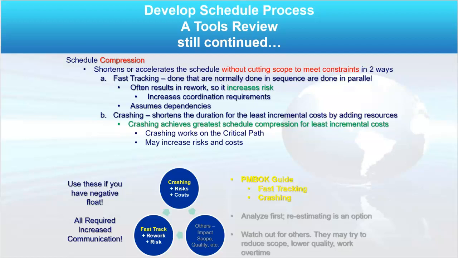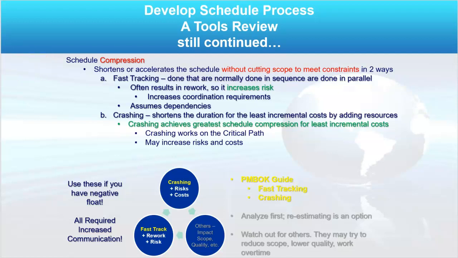Fast tracking is basically taking two activities that are normally in sequence and moving them to in parallel. Well, that's going to create additional risk. There's a reason we scheduled these activities to happen in sequence, but sometimes they can be done in parallel. You can make up some time.